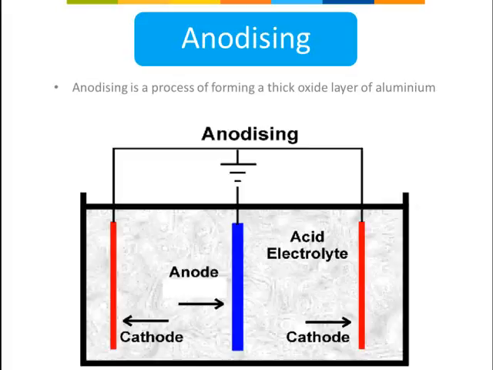In the process of anodizing, a clean aluminium article is made the anode and electrolyzed with dilute sulfuric acid. The oxygen evolved at the anode reacts with the aluminium, making the thick layer. Now this layer can be easily dyed to give aluminium a shiny, attractive finish.